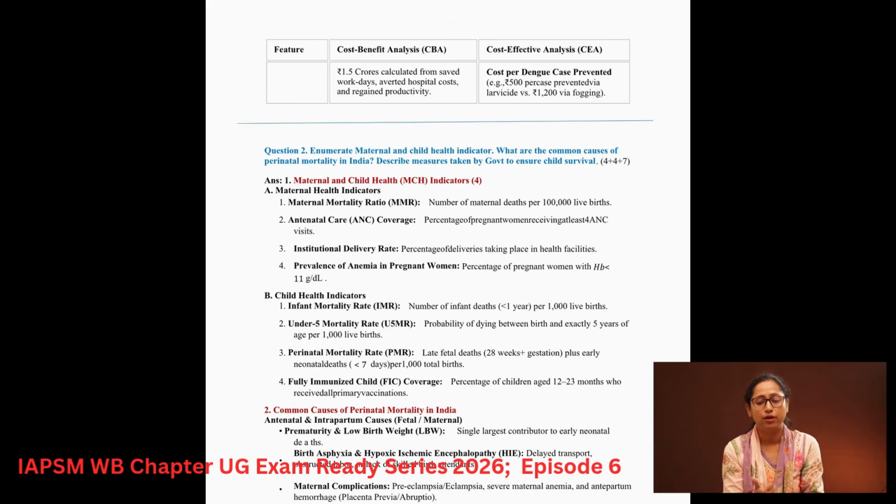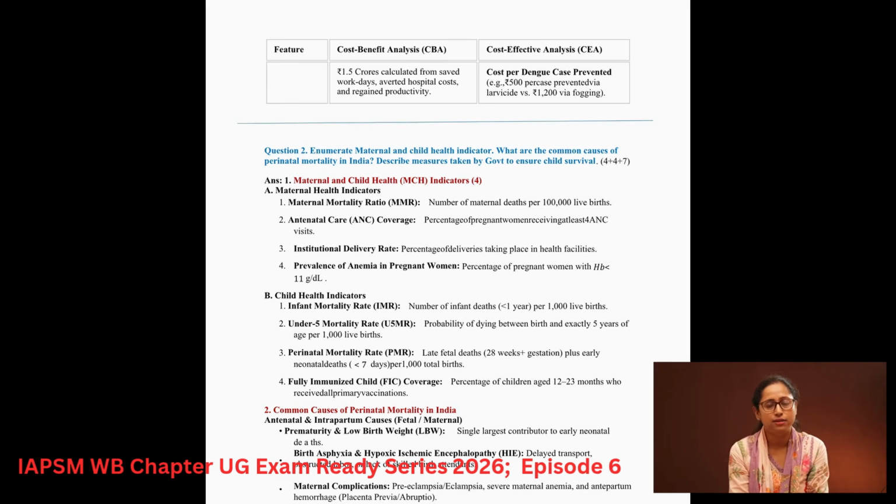So, maternal mortality ratio, number of maternal deaths per 1 lakh live births, antenatal care coverage, institutional delivery rate, prevalence of anemia in pregnant women, etc. Those are maternal indicators, and you can add a few more.